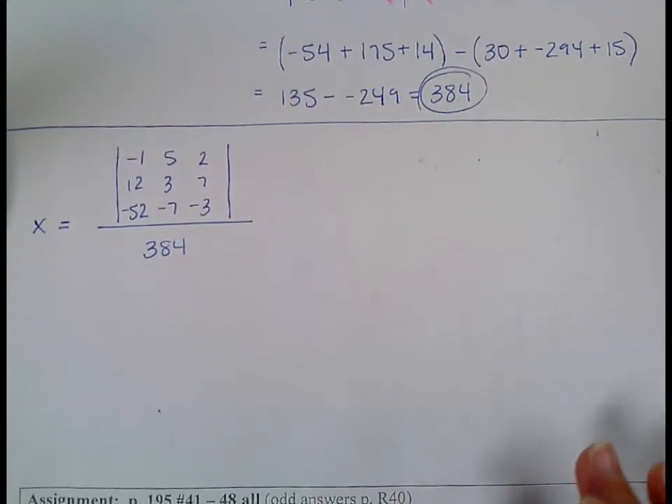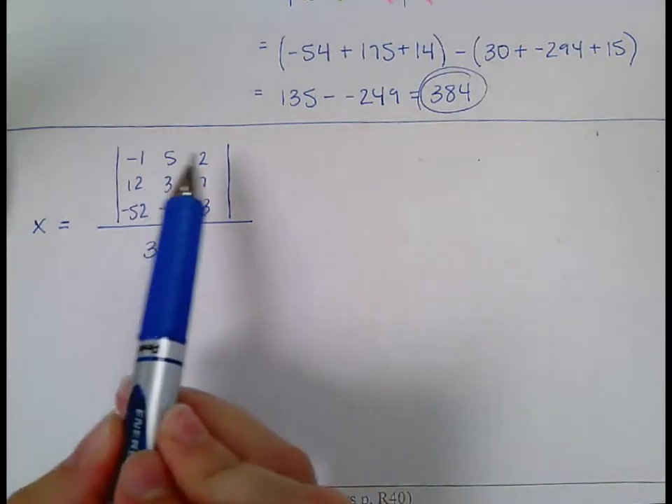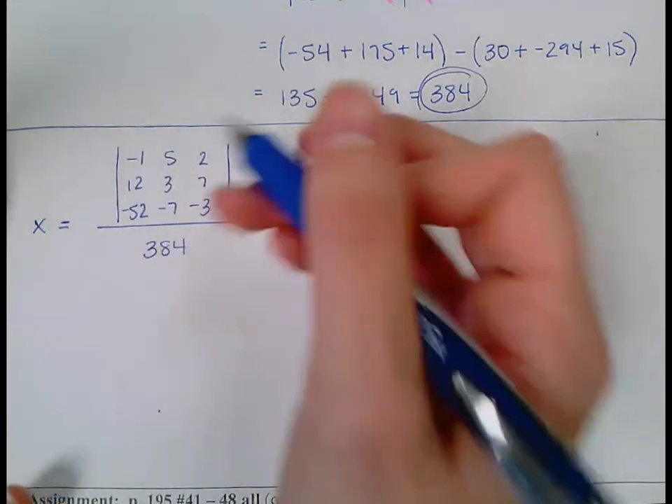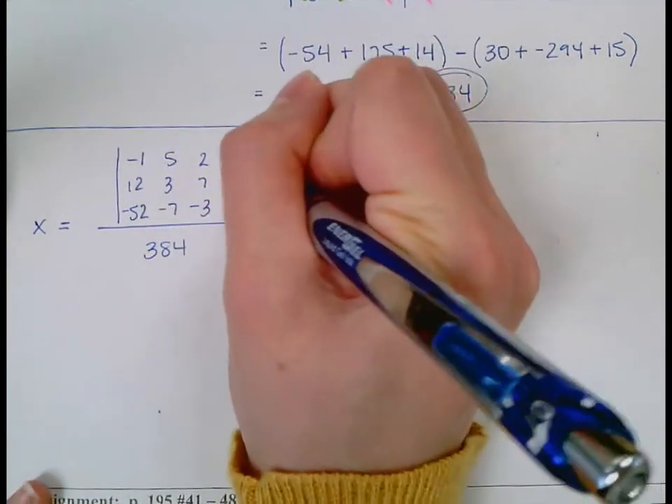Oops, dropped a highlighter. Questions on the setup? Okay, so now I have to find this 3 by 3 determinant. So I have to rewrite these first 2 columns.